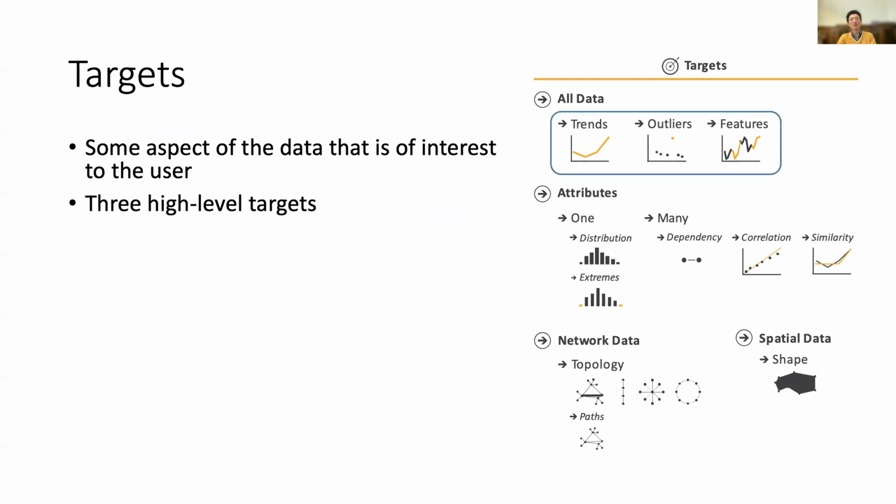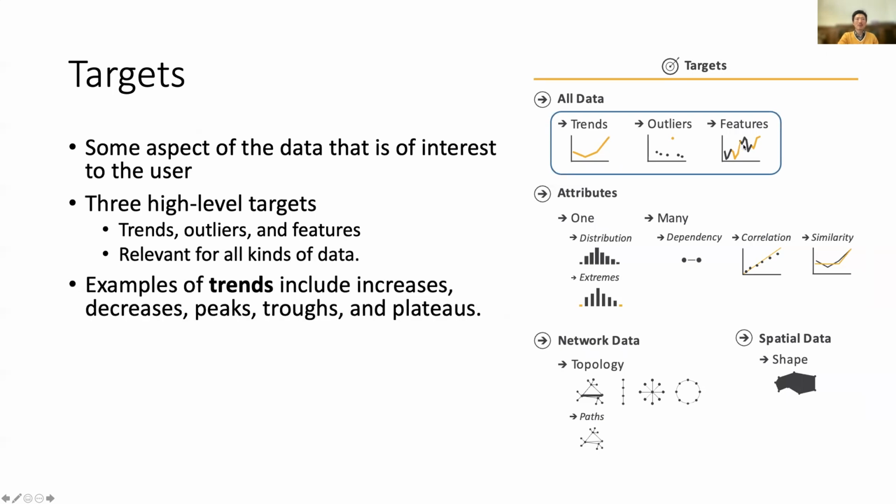Okay, so first, you can look at the entire data level. So this is not about individual things in the data set. You can actually look at either trends, outliers, or features. So trends is probably easiest. If you have a line chart, you can see whether the line is going up or going down, or going up and down all the time. So that's trend.